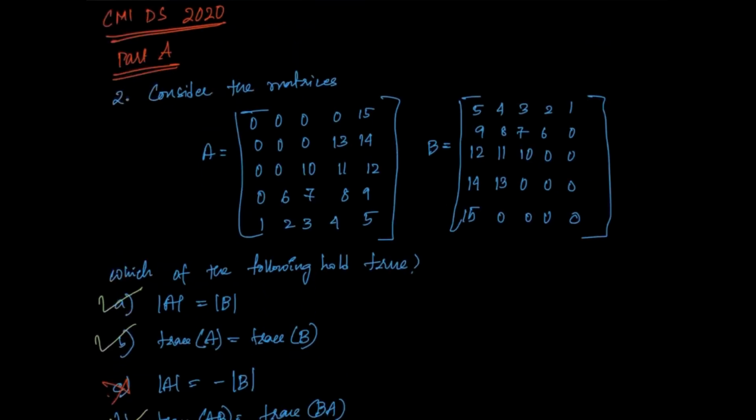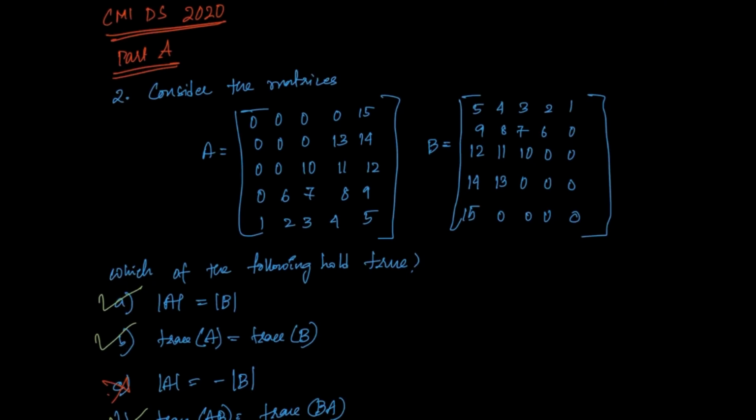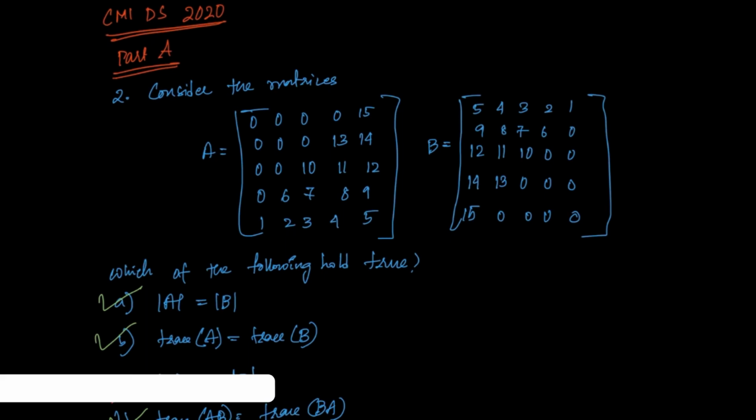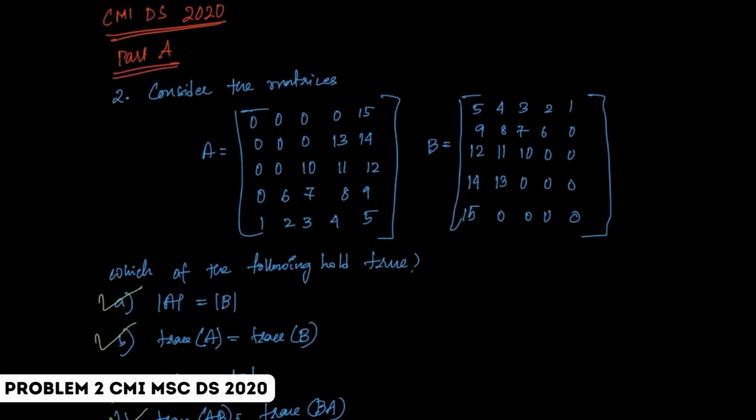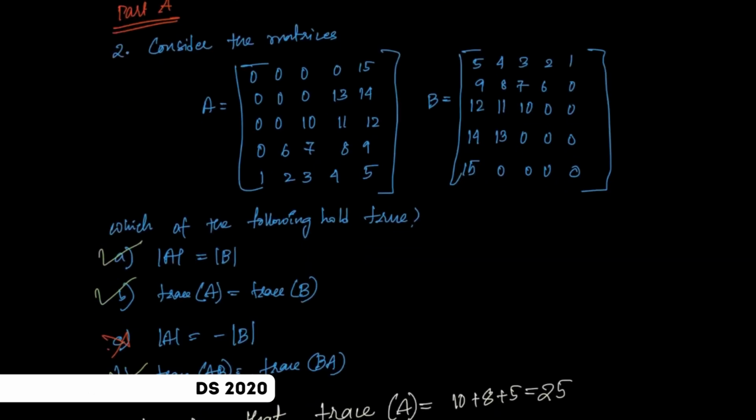Today we'll be looking at the first problem from the CMI MSc DS entrance from 2020. So we'll be looking at some questions based on linear algebra from the MCQ paper. Alright, so the first question looks pretty simple to look at. Here are two matrices, and we've been asked to check which four of the given statements are true.